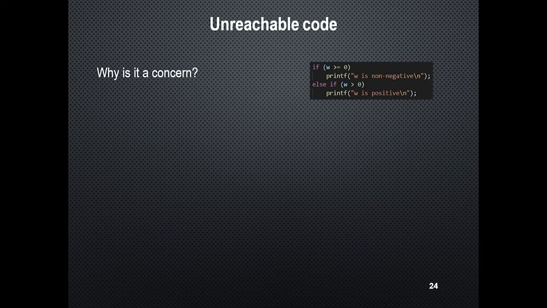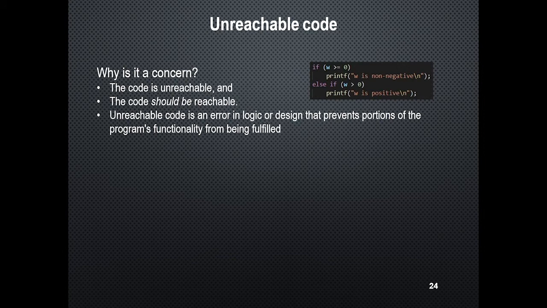So unreachable code, why is it a concern? It's very straightforward. The code is unreachable, and the code should probably be reachable if you're putting it there. But let's dive into this a little bit more. Unreachable code is an error in logic or design that prevents portions of the program's functionality from being fulfilled. And one of the real reasons to be concerned about this is that it may not result in a warning or error, making it very easy to miss.